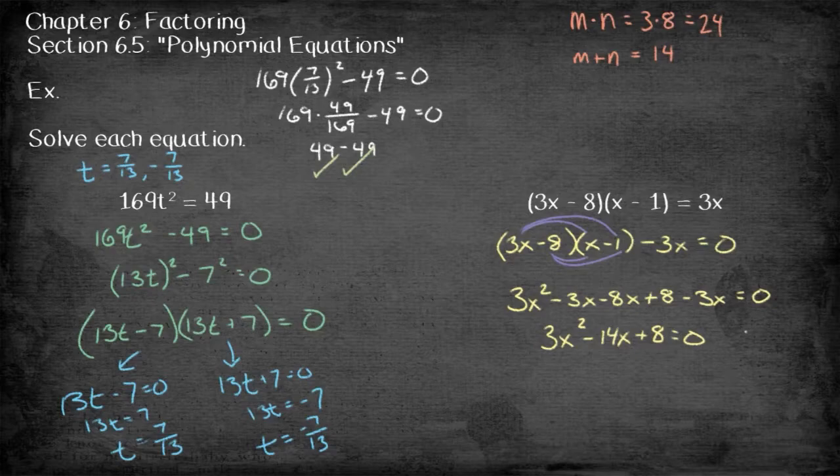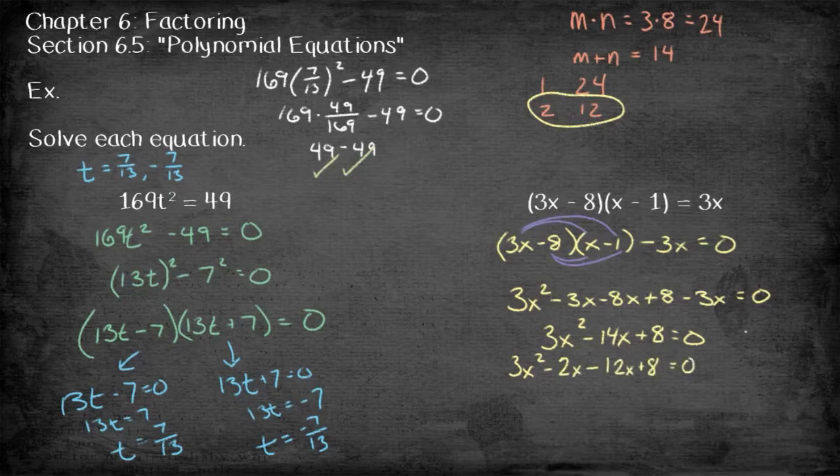So factors of 24, let's see, 1 and 24, 2 and 12. Oh, there we have it. 2 and 12 add up to 14. So here we go. We got 3x squared minus 2x minus 12x plus 8 equals 0. Then we're going to factor by grouping.